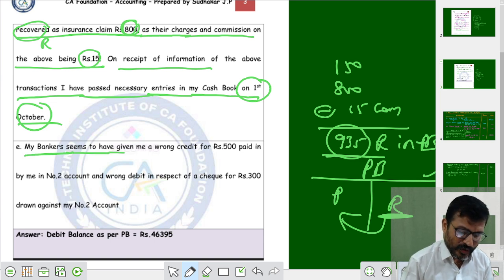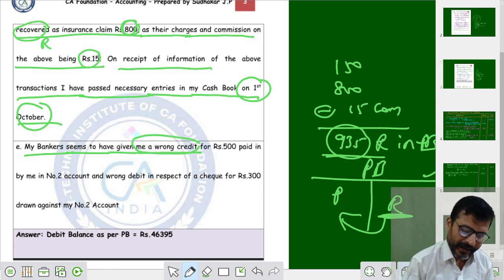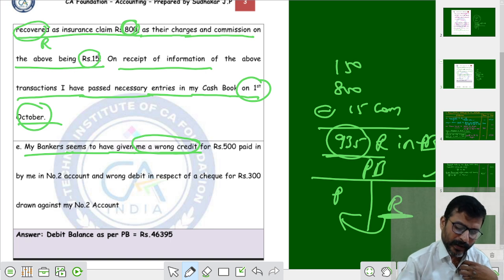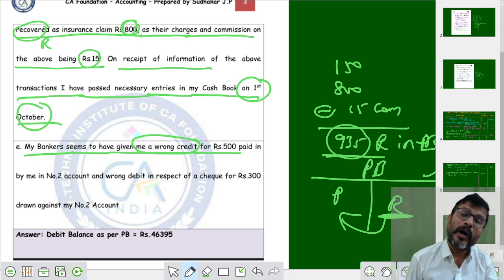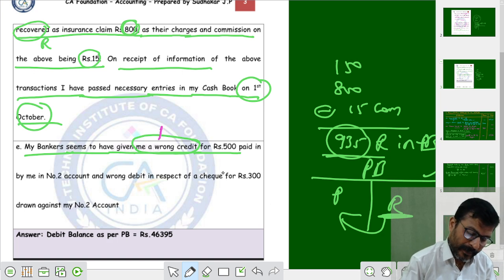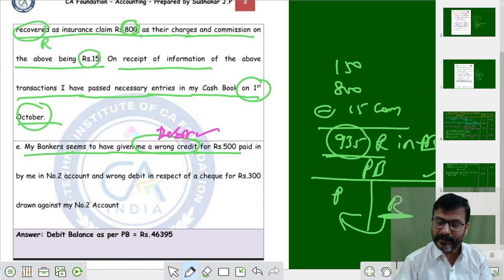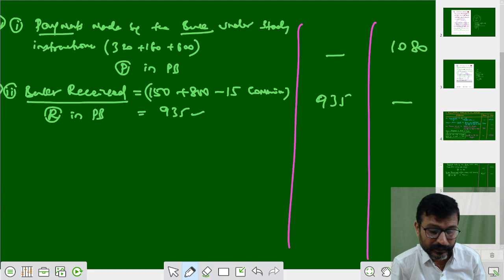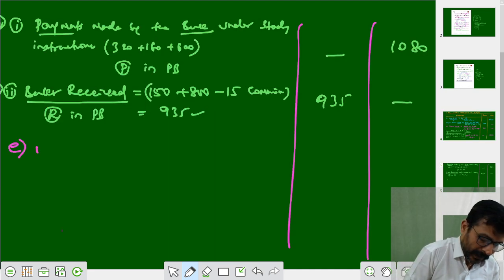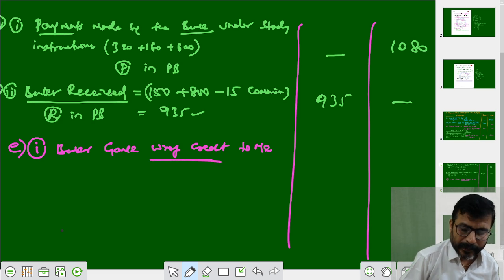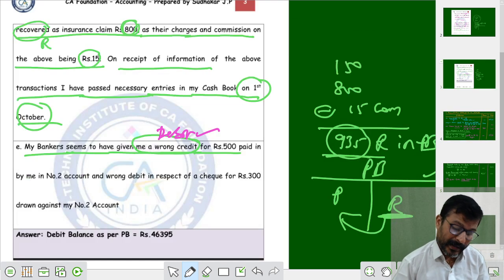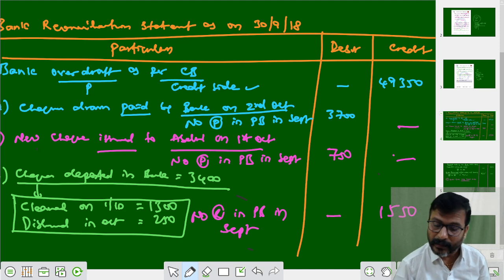My banker seems to have given me a wrong credit. For me he has given a wrong credit. How much? 500 rupees. When it is wrongly credited, where we have to take? We have to take it on the opposite side. Opposite side means where I am supposed to take? I am supposed to take it on the debit side. What is the point number? E, right? In E, let us write sub point 1. Banker gave wrong credit to me. Wrong credit means we have to take it on the debit side with an amount of rupees 500.